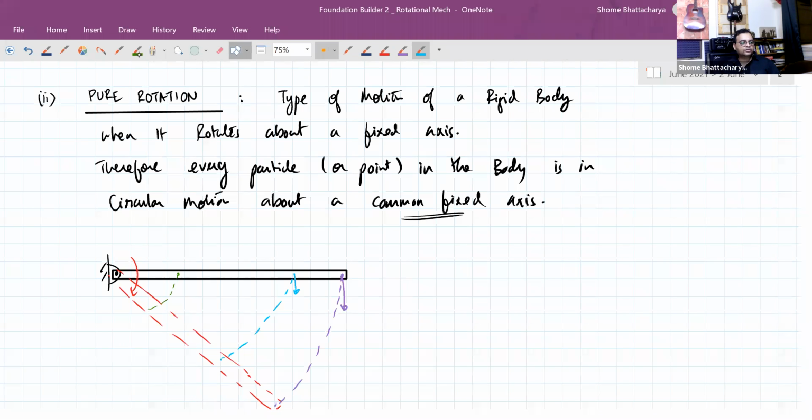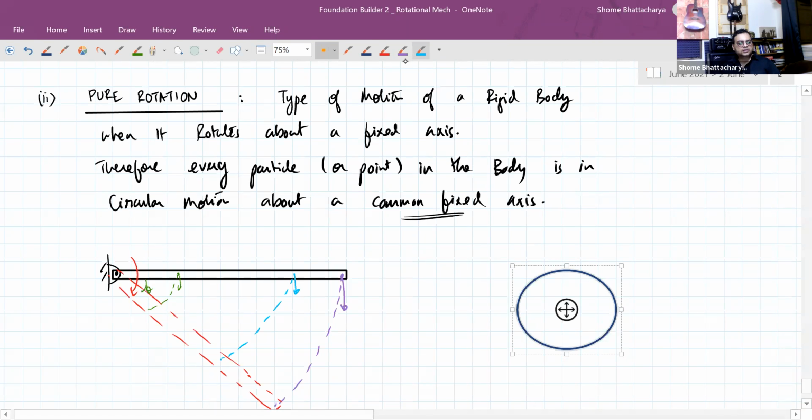But their angular parameters will be the same. The angular speed of one will be equal to the angular speed of the other. The angular displacement of one will be equal to the angular displacement of the other, and so on and so forth. It could be something like this, or it could be the case of, let's say, a sphere which is spinning about its own diameter. This is also an example of pure rotation, because every particle is describing a circular path about the common fixed axis. So these are all examples of pure rotation.